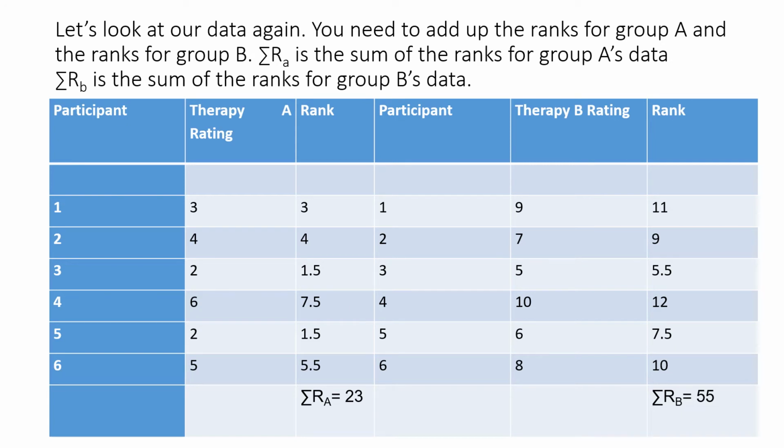And that's going to be 3 plus 4 plus 1.5 plus 7.5 plus 1.5 plus 5.5, which equals 23. Sigma RB is the sum of the ranks for Group B's data. So that is 11 plus 9 plus 5.5 plus 12 plus 7.5 plus 10, which equals 55.